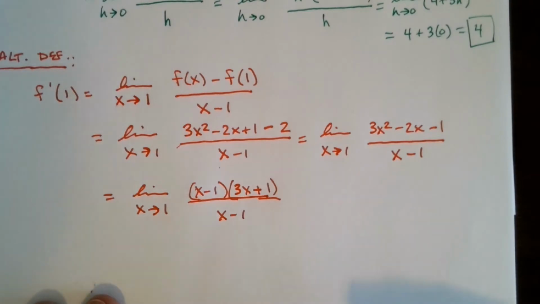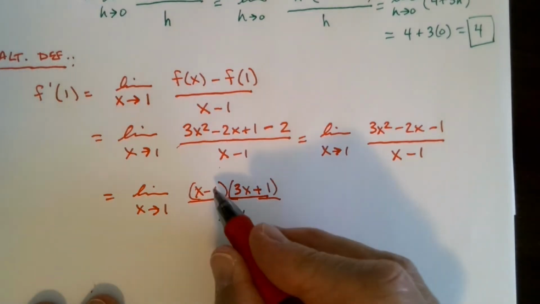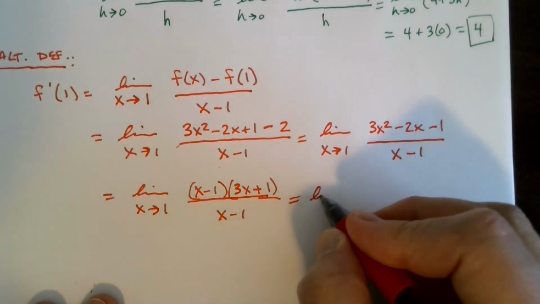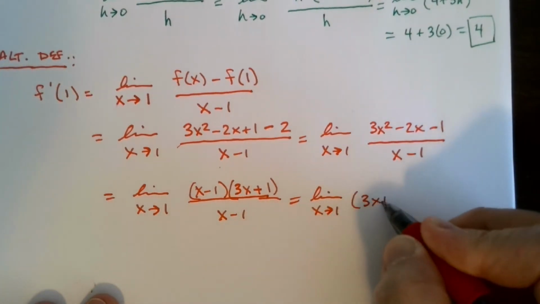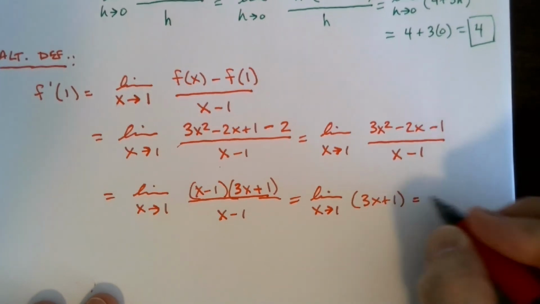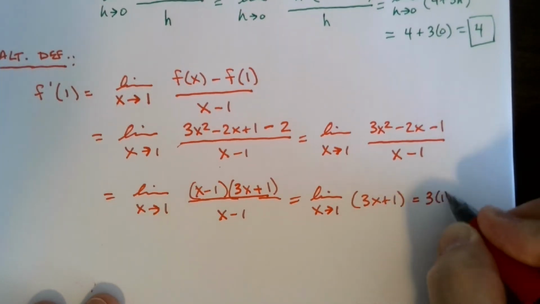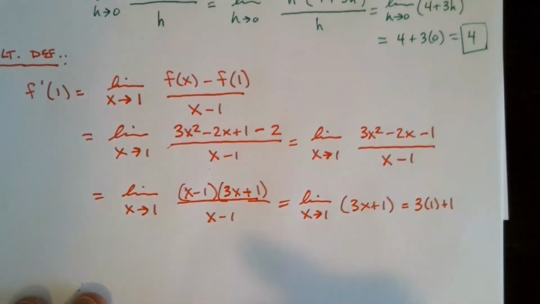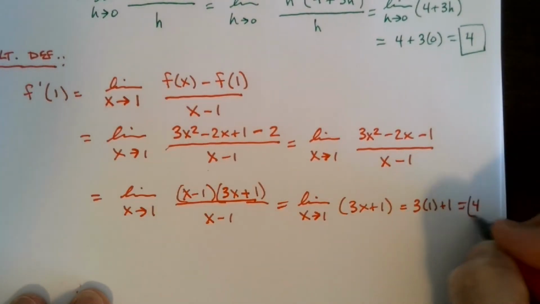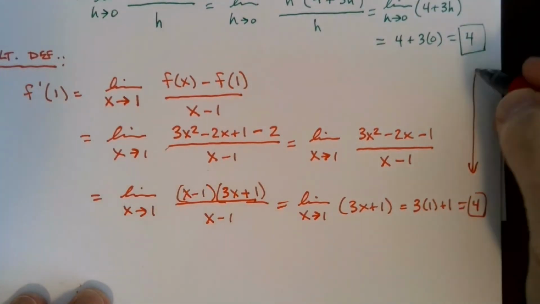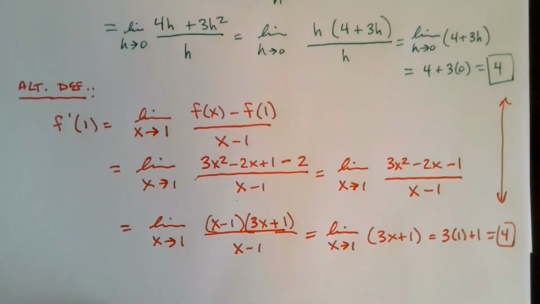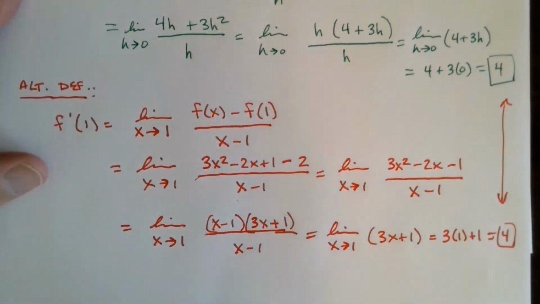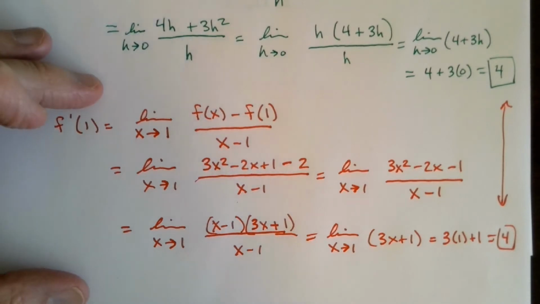So again, I've got to be able to factor. But now, notice this common factor of x minus 1 simplifies down to just 3x plus 1. And I can plug in directly now. Notice the limit sign is gone, and I get 3 plus 1, which is equal to 4. Right? And so I get the same thing that I got above, obviously. Okay? So which form of the definition do you like better? Which algebra seems simpler?